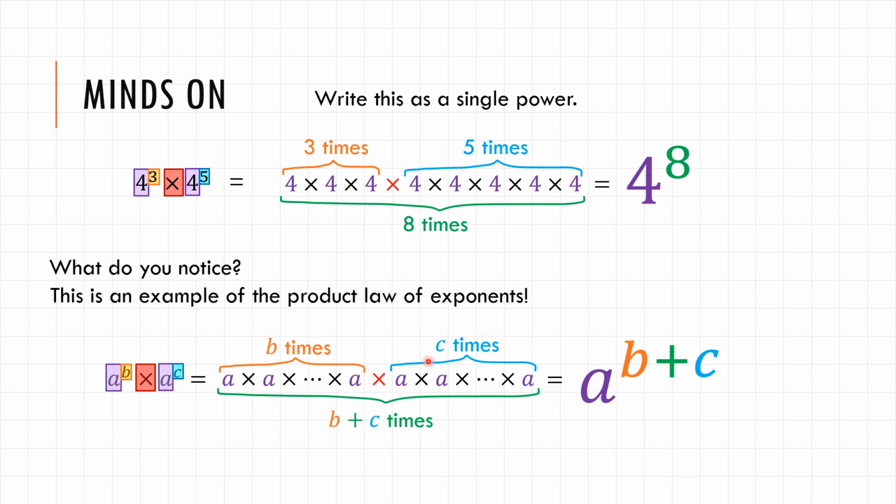In fact, this even extends to when there's more than just 2 powers. If there was another power of a, we could even add that exponent in here. Whenever you're multiplying any number of exponents, as long as they have the same base, and that part is important, you can always add their exponents together.